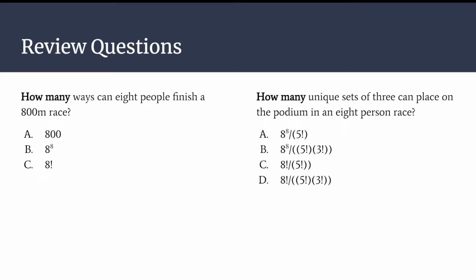Next question. How many unique sets of 3 can place on the podium in an 8-person race? This is a problem where the order on the podium does not matter. I'm just asking for the number of possible sets. Okay? Ready? The answer is D, 8 factorial divided by 3 factorial times 5 factorial. This is a combination problem. They use factorials plus an extra term that removes multiples of the same set.